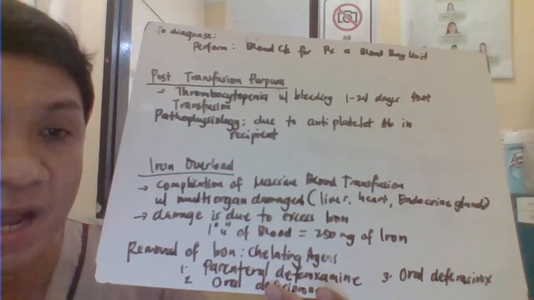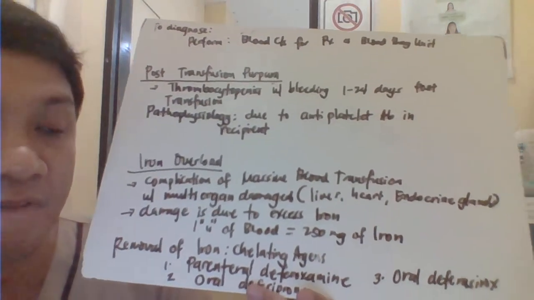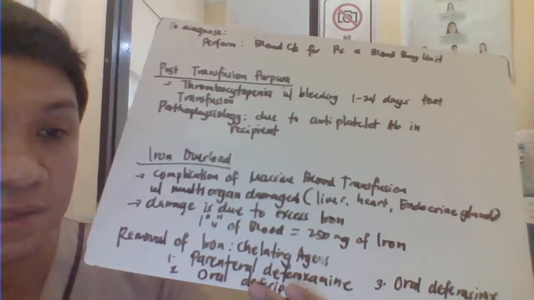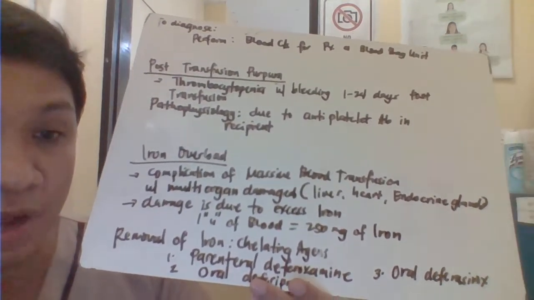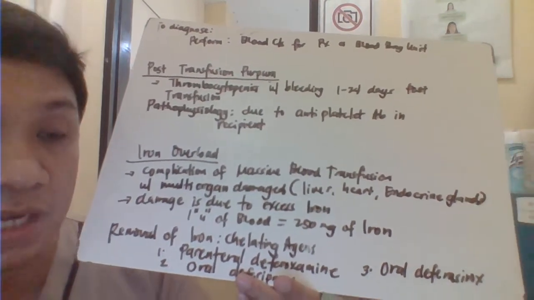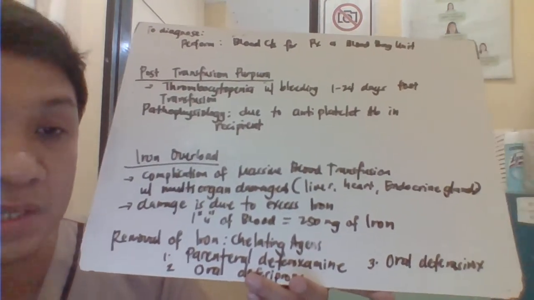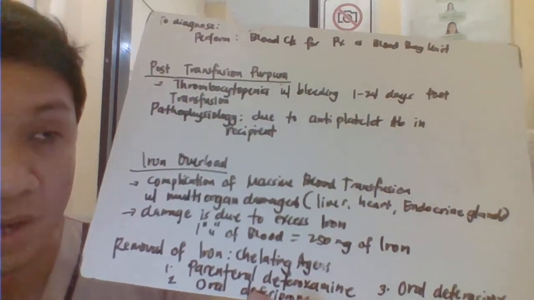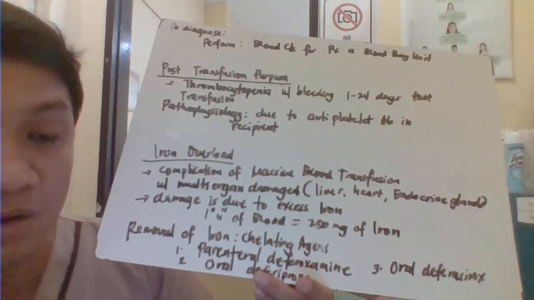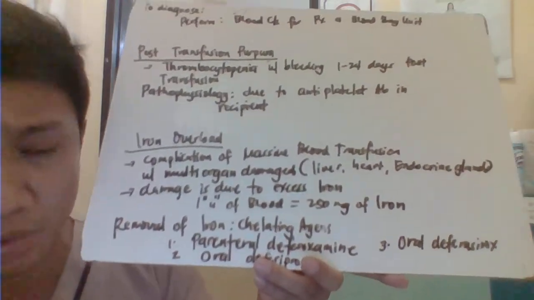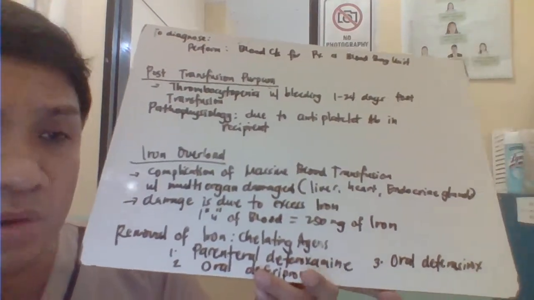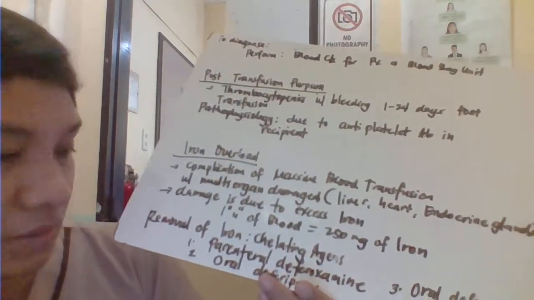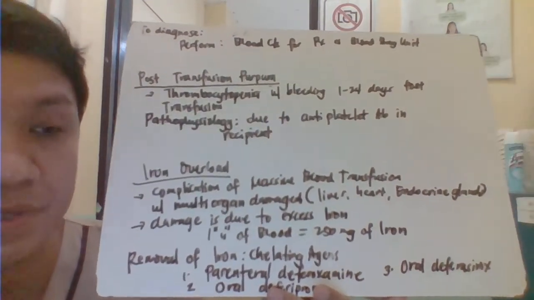And lastly, we have your iron overload. This is also a complication of massive blood transfusion, characterized by multi-organ failure because of the excessive iron coming from too many units of blood given to the patient. This excess iron accumulates in vital organs like your liver, your heart, and endocrine glands, resulting in organ failure. Each unit of blood contains 250 milligrams of iron. So remember that if you're giving 4 units, 5 units, or 10 units of blood, that might result in the complication of iron overload. Removal of this is done with a chelating agent.